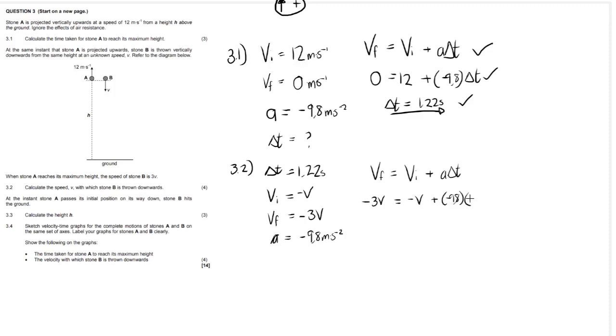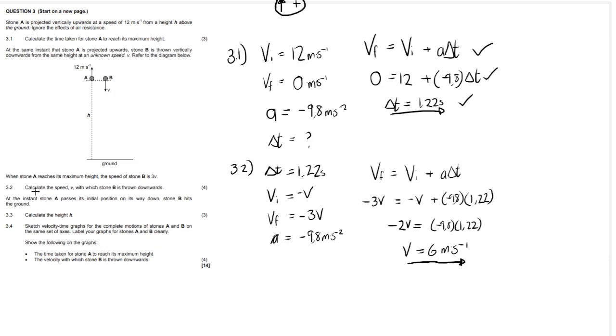a value that is 1.22. Let us do some simplification here. I'll show you the simplification just very shortly. I take this v across and I would add it. I would be left with negative 2v equals negative 9.8 times 1.22. And to simplify, you'd divide both sides by negative 2 to find this value of v. And this value of v would give us 6 meters per second rounded off, it seems.